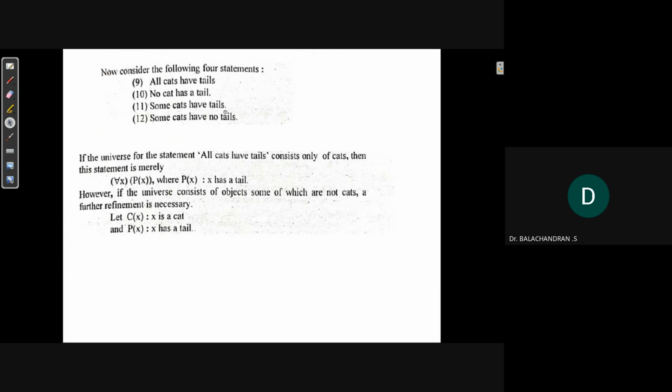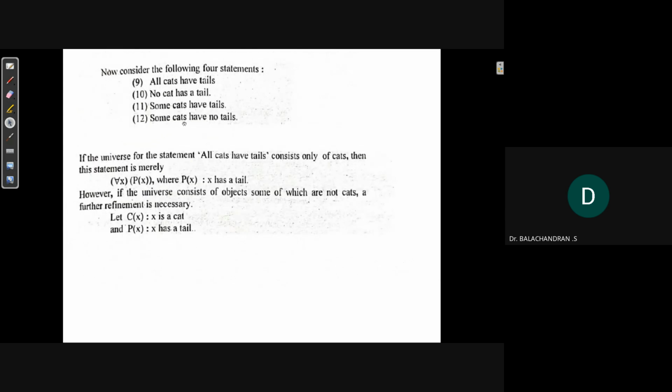Again, 11. What is 11? Some cats have tails. So there is an x such that x is a cat and x has a tail. This can be written as there exists x, C of x, and you don't put implies. If all cats have tails, you can put implies, but here only some cats have tails. So x is a cat and x has a tail: there exists an x, C of x, and P of x.